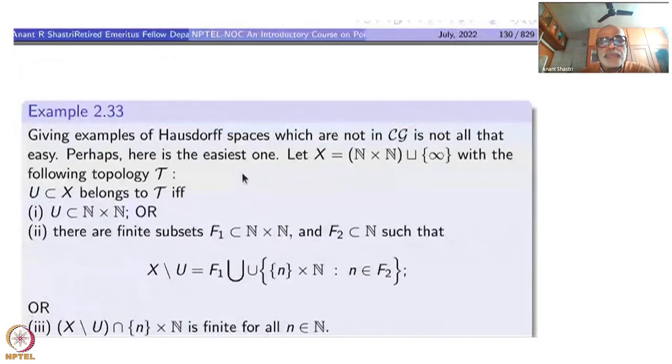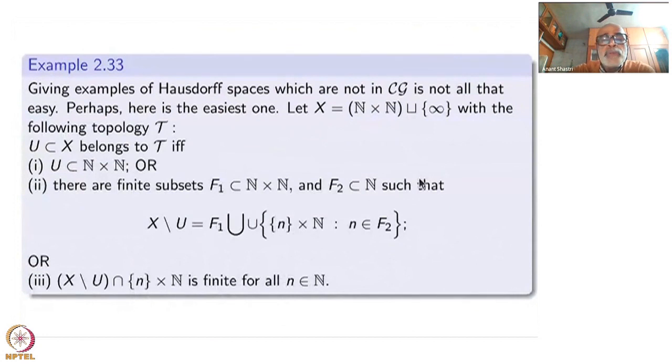Here is an example which you must notice: giving a Hausdorff space which is not compactly generated is not all that easy. That is good, because that just means that a lot of Hausdorff spaces are compactly generated already. So that is a happy situation. However, we will give you an example which is not all that difficult, but it is not all that easy also. So pay attention. Here is an example of a Hausdorff space which is not CG.